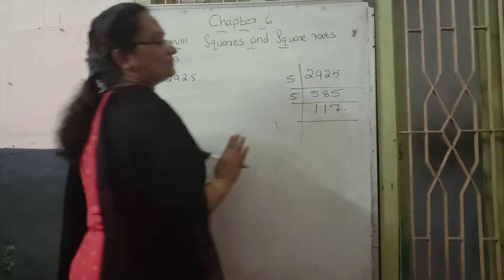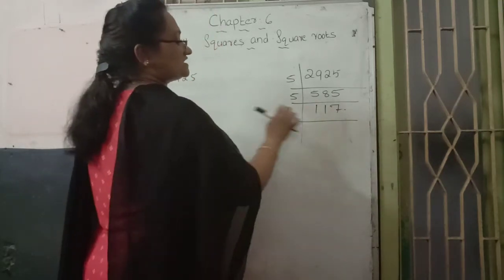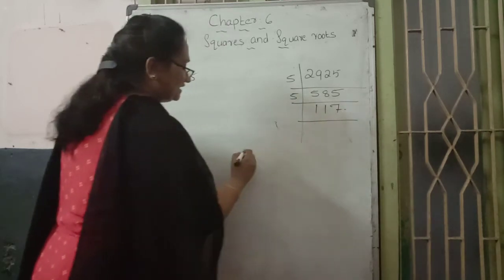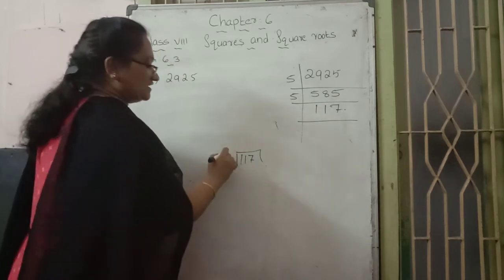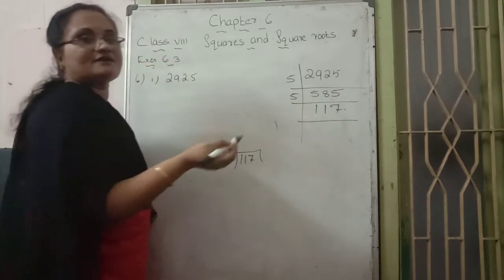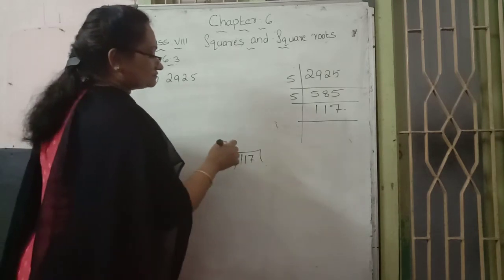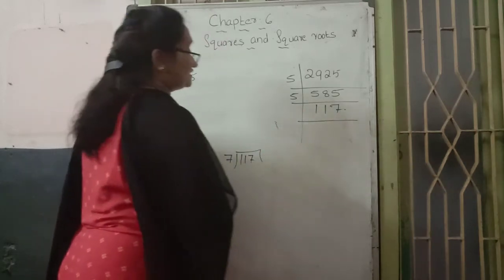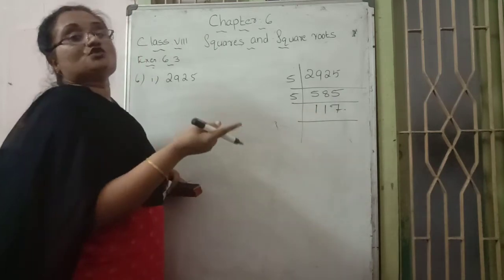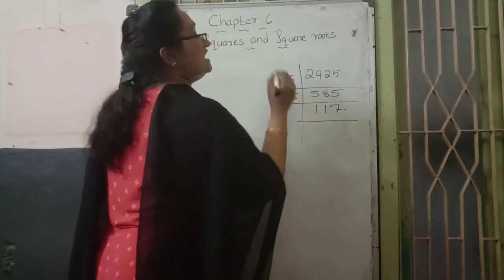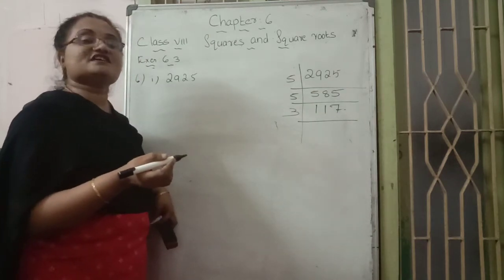Then which prime number is next used for dividing? Here 5 is not possible. Next, which number? We go through here. First we divided with 5; is it possible to divide with 7? First we check 7. The next prime number is 3. Is it possible to divide with 3? First we check: 1 plus 1 comes to be 2. 2 plus 7 comes to be how much? 9. 9 is a multiple of 3. That's why we can divide it with 3.